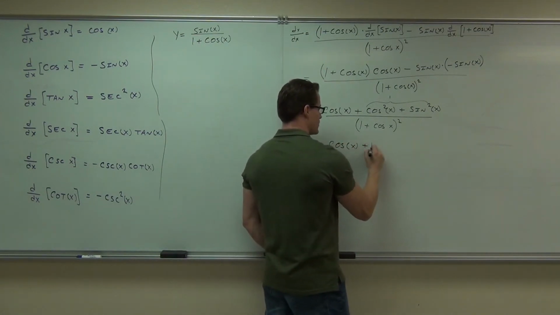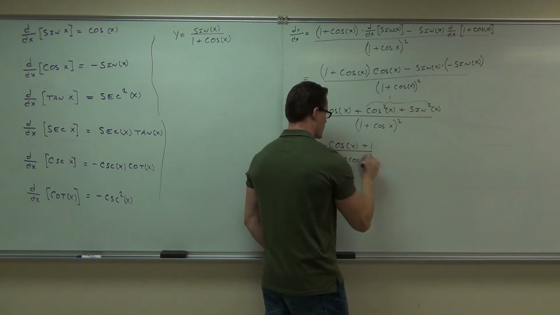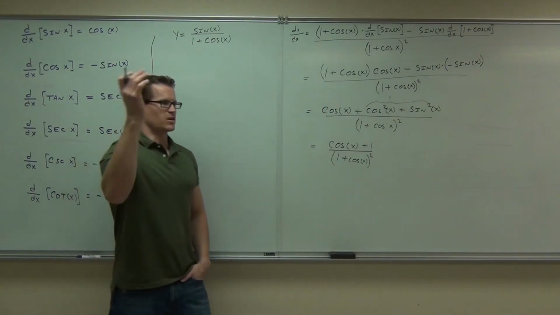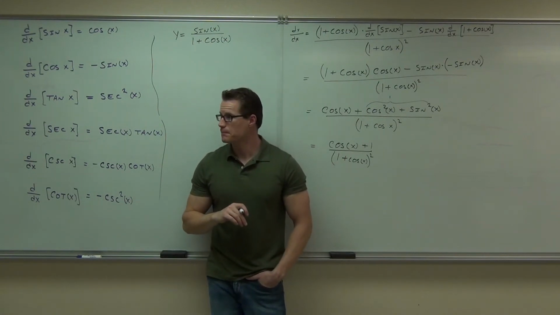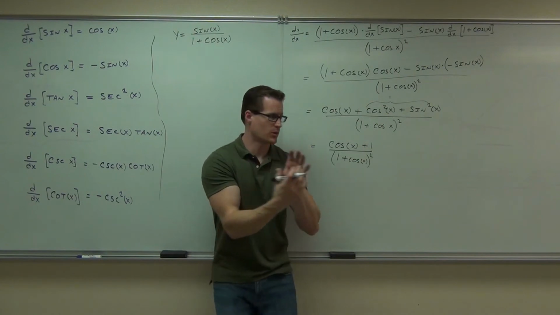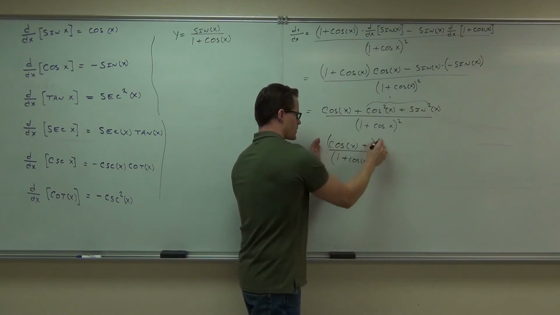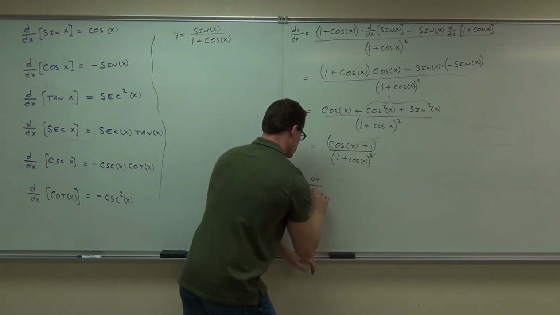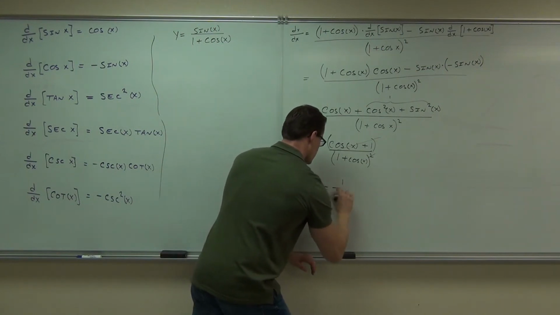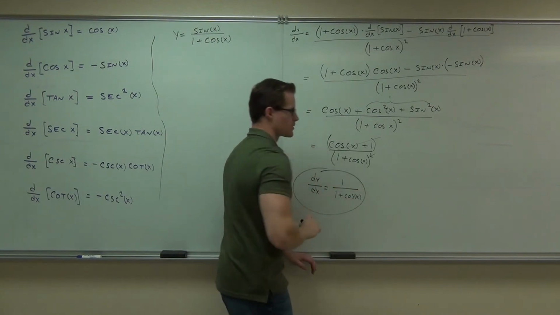So cosine x plus 1 over 1 plus cosine x squared. Take off the square at the bottom. Can you cross those out? Do you see how they're one entire factor here with here? So that and that is gone. What's on our numerator still? And that's our derivative.